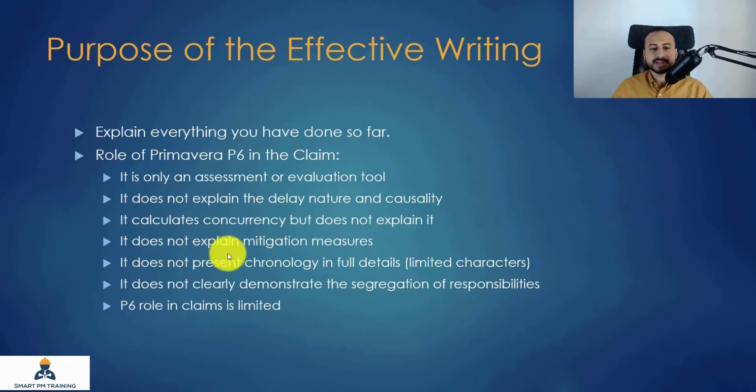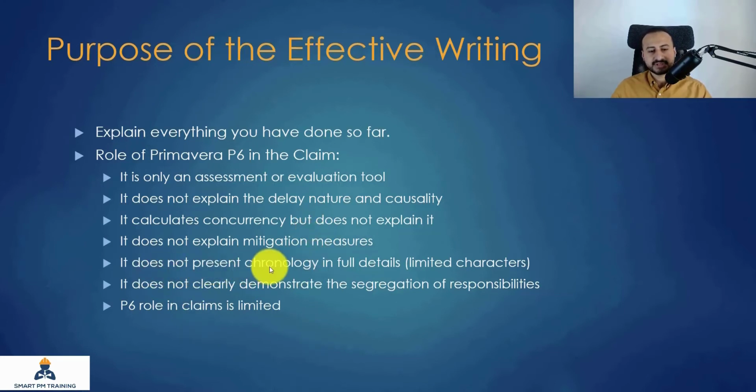It does not explain mitigation measures. As per contract, 99% of the contracts will require the contractor to show the mitigation measures to mitigate the delays associated with the client-owned delay. Even if the contract does not require the mitigation measures, you have to show something in a way. You are showing good faith in the project. You are being proactive. Primavera does not explain the mitigation measure. You have to do it manually. You have to explain it in writing, and this is a part of the effective writing as well.